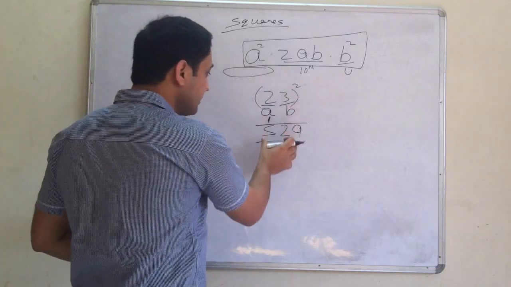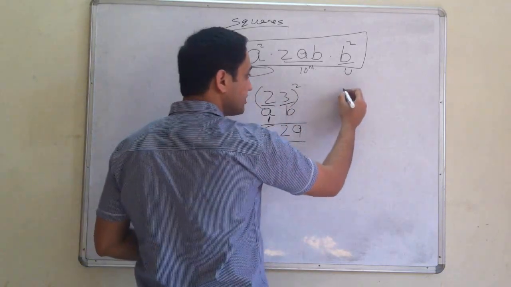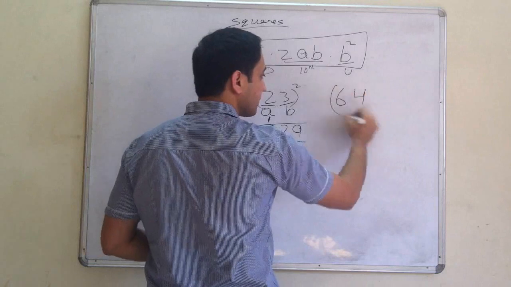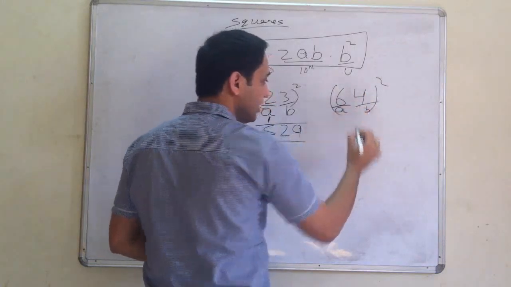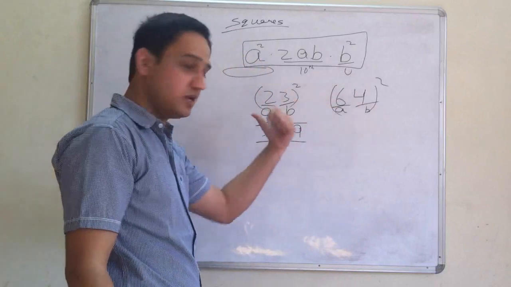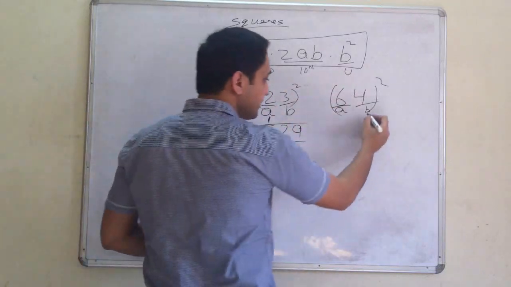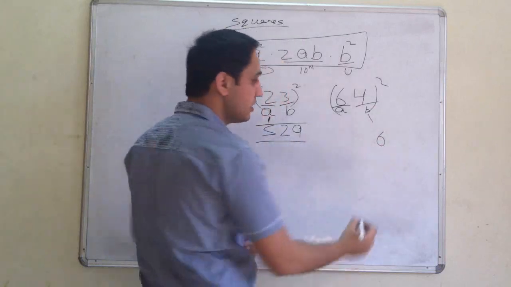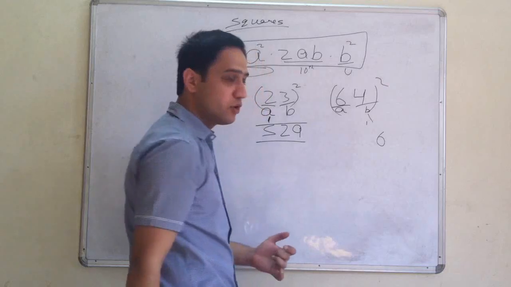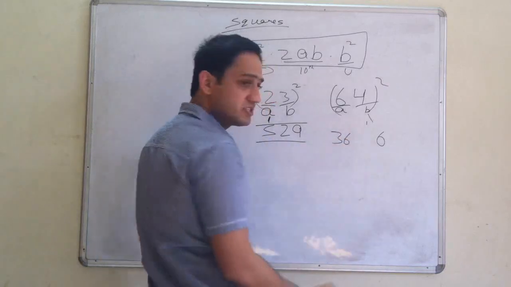So you can apply this formula to almost any number. Let's see, we have to find the square of 64. For 64, you know now this is B and this one is A. So firstly, you can do it with this method also. 4 square is 16. So you take 6 here and 1 carried forward. 6 square is 36.